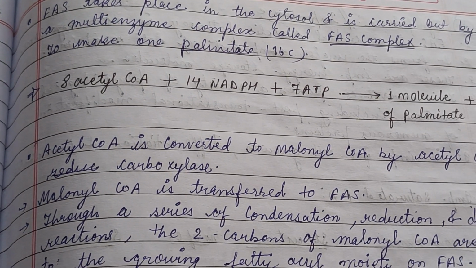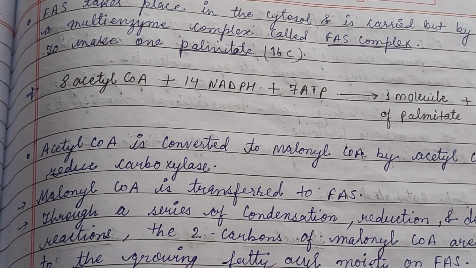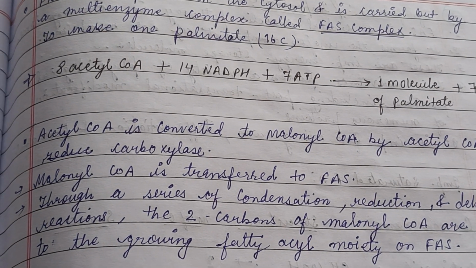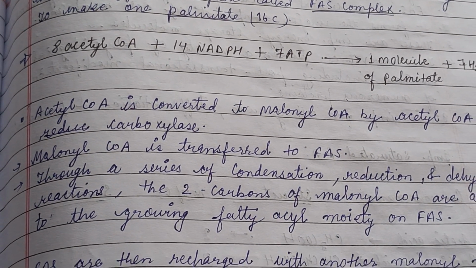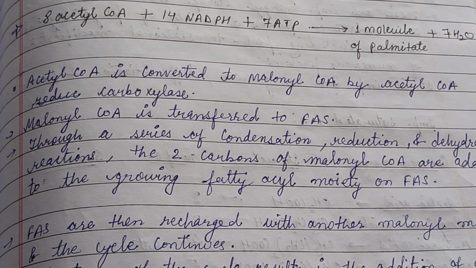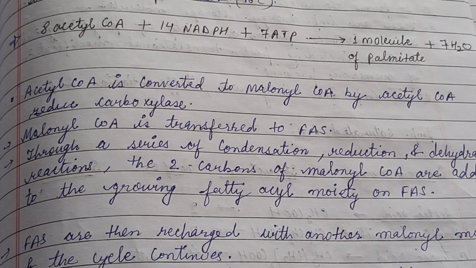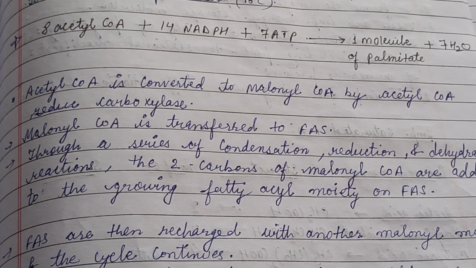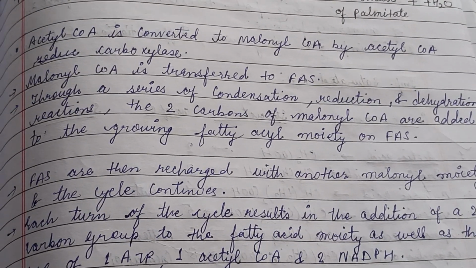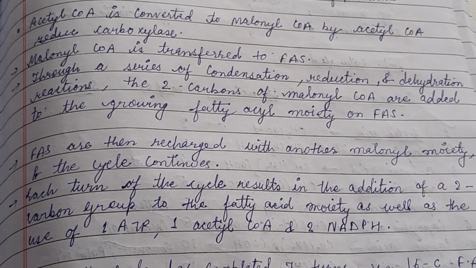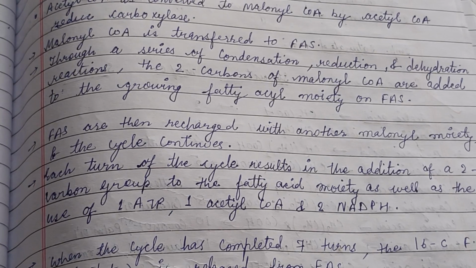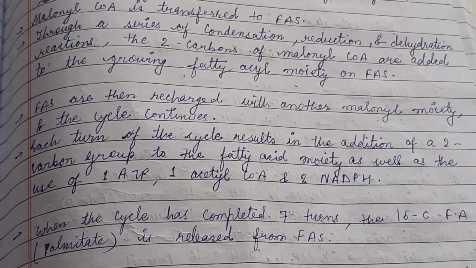Synthesis of fatty acid takes place in the cytosol and is carried out by the multi-enzyme complex called fatty acid synthase complex. To make one palmitate, a 16 carbon chain, 8 acetyl coenzyme A plus 14 NADPH plus 7 ATP form 1 molecule of palmitate, and 7 molecules of water are released. Acetyl coenzyme A is converted to malonyl coenzyme A by acetyl coenzyme A carboxylase, and then malonyl coenzyme A is transferred to the fatty acid synthase.